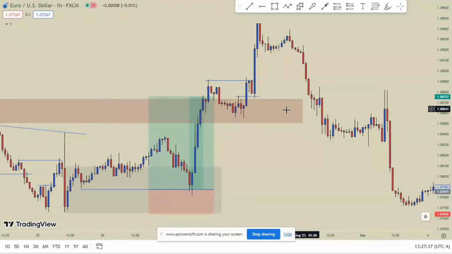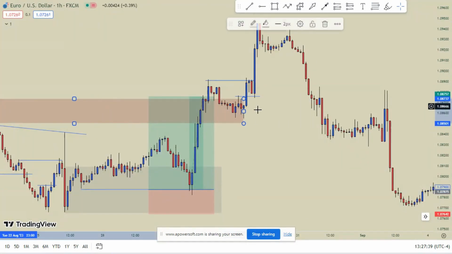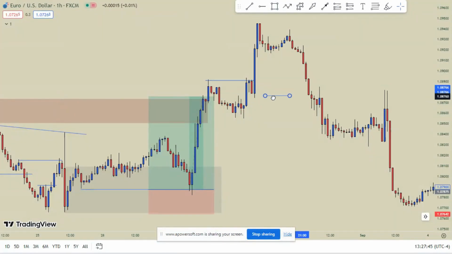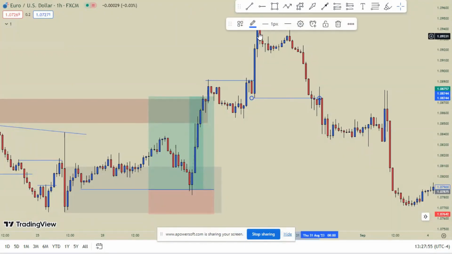Then still we got another market structure shift. As you can see, we got a shift. This was our market structure shift. Let me show you. We get a market structure shift, and now we get. Let me first highlight. There is something really important here.